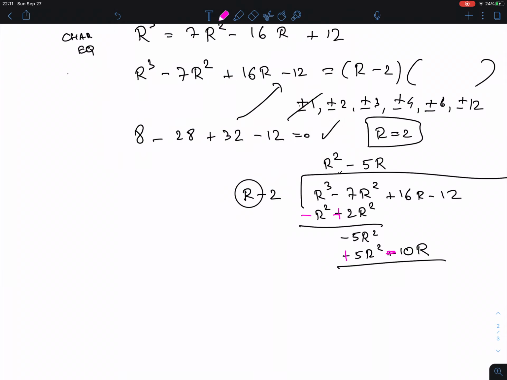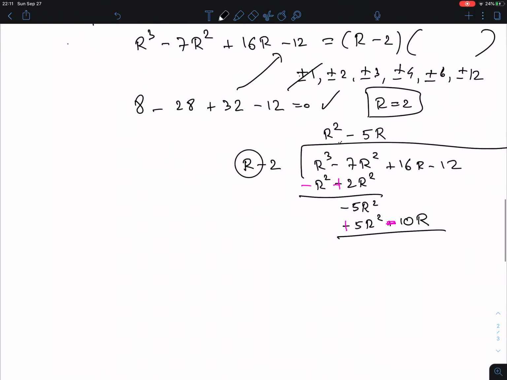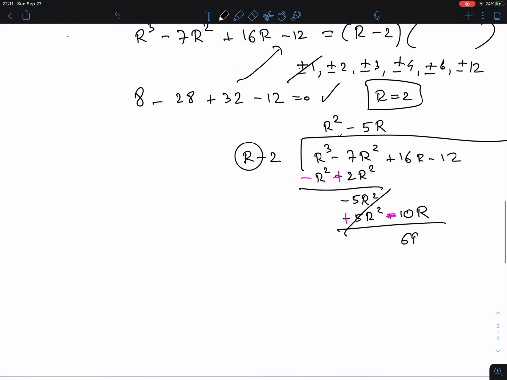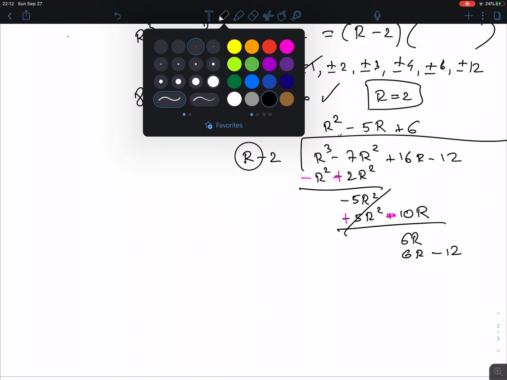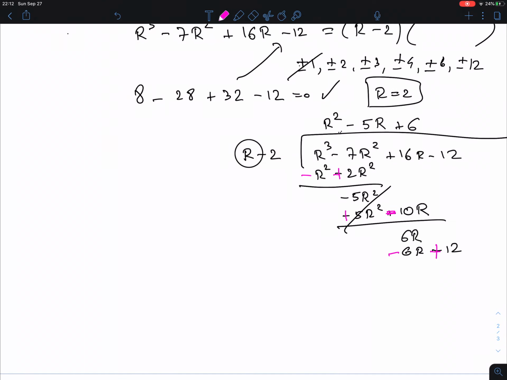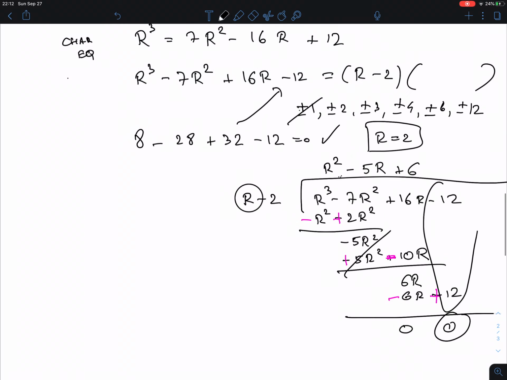This becomes a plus sign, this becomes a minus sign. And we see that this cancels, of course, and we have a 6r. And so in other words, 6 we get here. And that's what gives me 6r minus 12. And we have to subtract, and of course they cancel out. Let me subtract again quickly before you get completely confused here. And now these two add up to 0, which we need. Okay, so we know that this factor is r squared minus 5r plus 6.